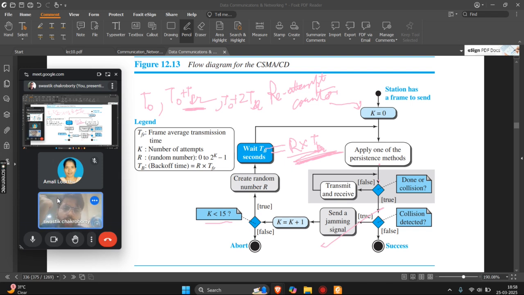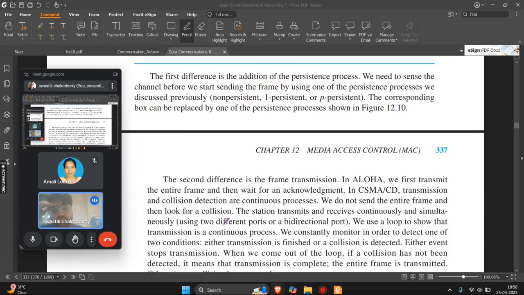So that's why all stations will wait for a random amount of time. Station 1 will wait for, say, TFR, and station 3 might wait for 3 TFR, like that. This ensures that everyone will retransmit at different times so that the same collision cannot happen again. So this is CSMA CD.